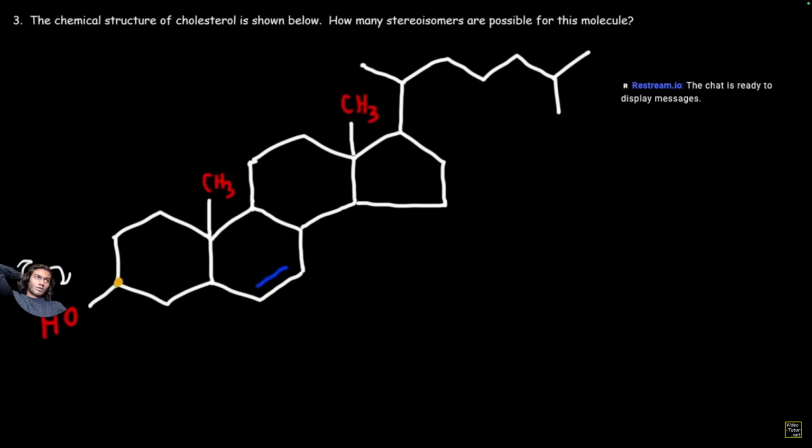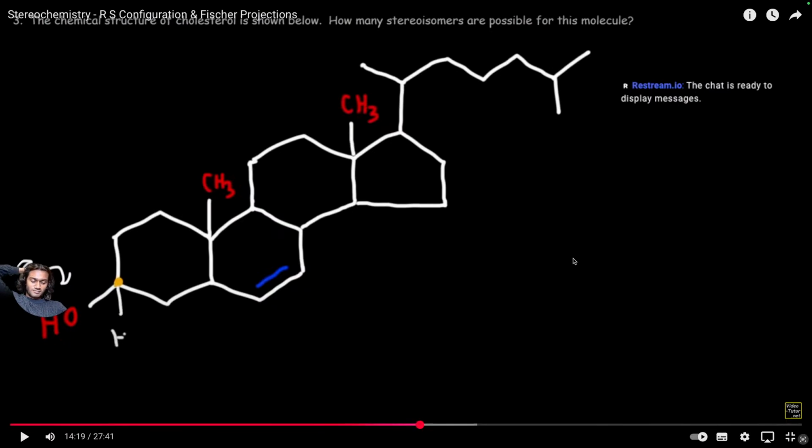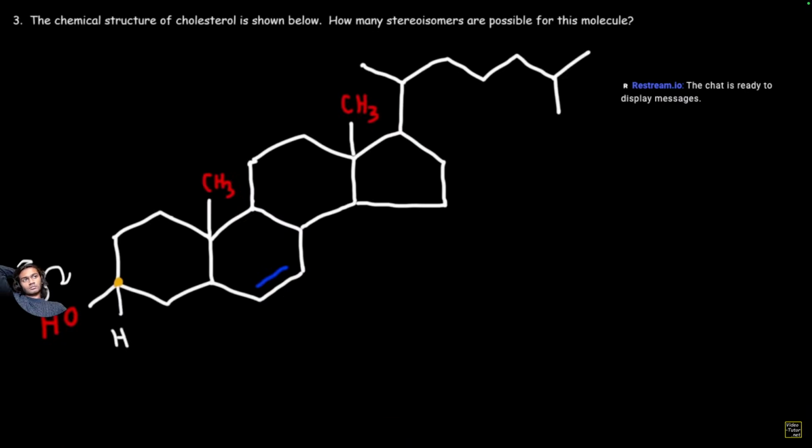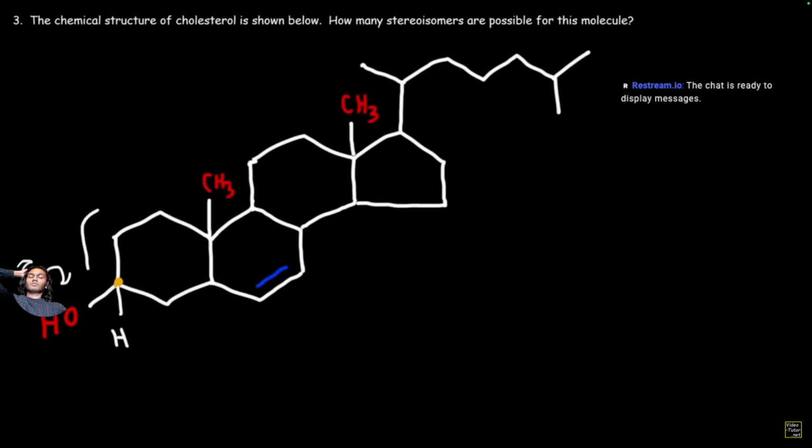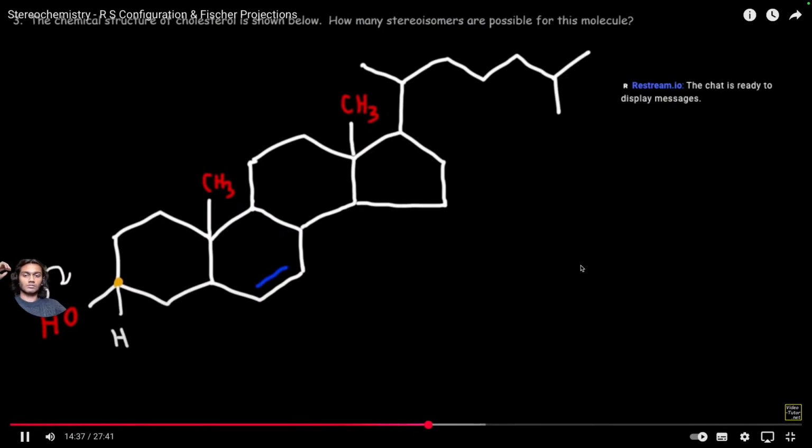So this right here is a chiral center. We have an OH group. Okay, I missed that. 7. An invisible hydrogen, but now it's visible. And then this side is different than that side. This side is closer to the double bond. This other side has a methyl group. So these two sides are different, which makes this a chiral center.